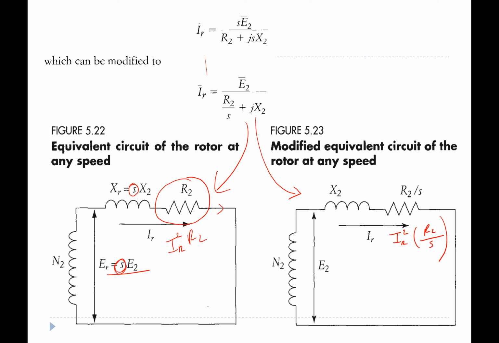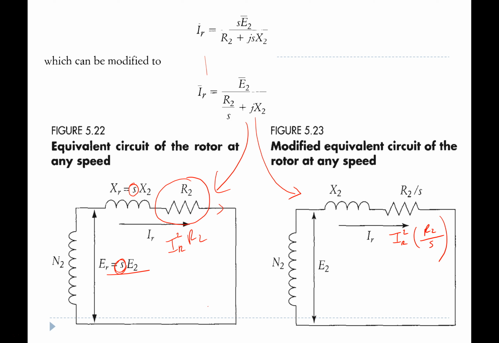Remember, S is a fraction. So R2 on S is going to be more than R2. So how did we end up with more power in this circuit than in this circuit? What does that extra power represent?